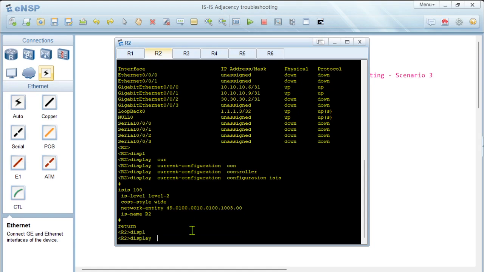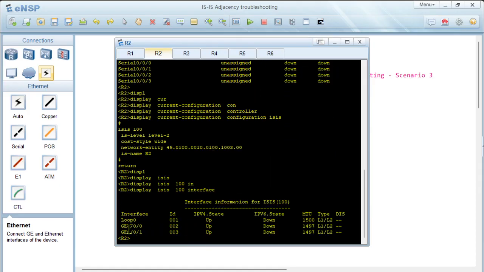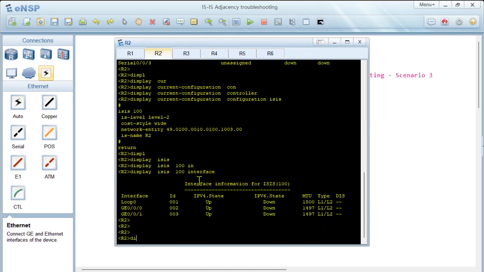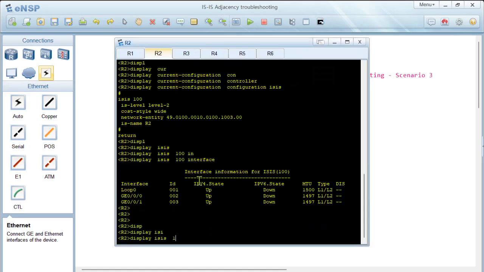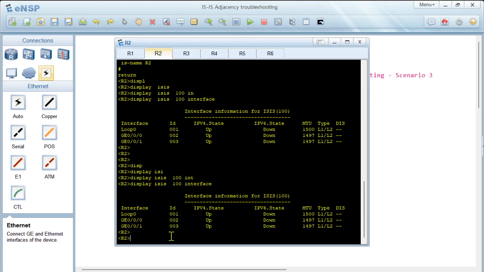So we can also check display ISIS 100 interface. You can see that gig 0/0/1 is well configured in ISIS 100. On R2, we can also check display ISIS 100 interface. You can see that gig 0/0/1 is also activated with ISIS 100. So we need to go further and try to establish why we are not getting the adjacency to come up.